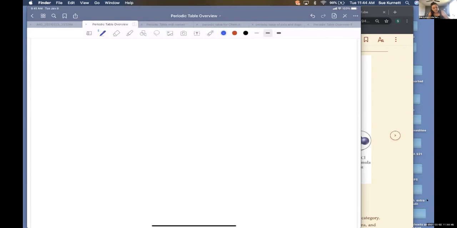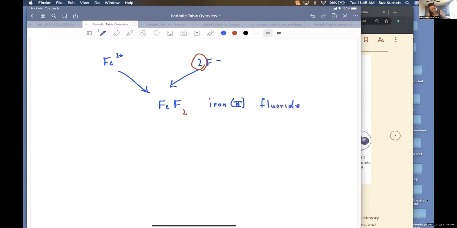So if I have iron 2, which is less stable than iron 3, and I combine it with fluoride, I'm going to need 2 fluorides for every formula unit, the unit that represents that bigger picture of the crystalline structure. And I put this 2 here. So what I have here is iron 2 fluoride. The name of this cation is iron 2.